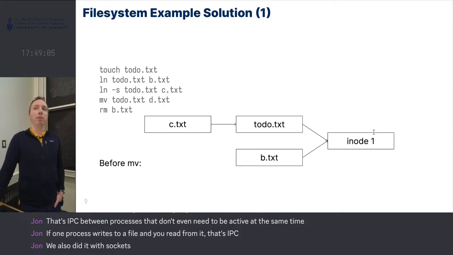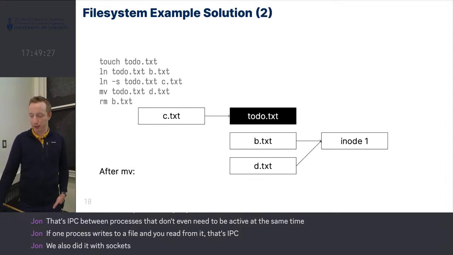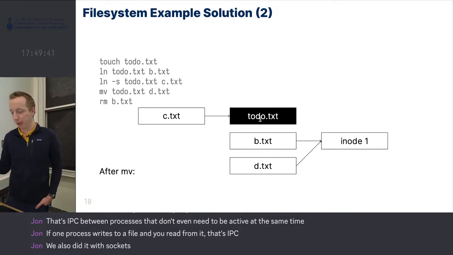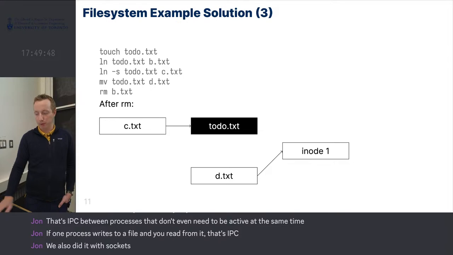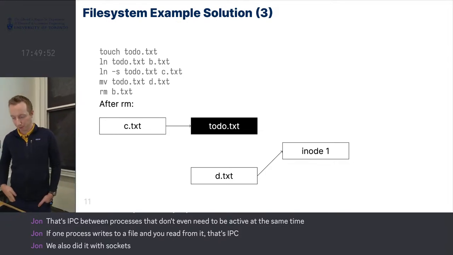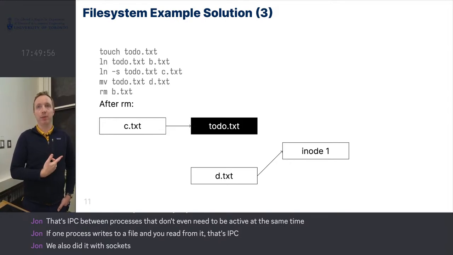Now, if I do a move, which is a weird name because it doesn't actually move anything, all it does is rename the file. Technically it should probably just be called rename, because move todo.txt to b.txt just changes the name of todo.txt to b.txt. So after the move, we don't have todo.txt, it's just called b.txt now, and c.txt, that soft link, now points to the name todo.txt, which I'll put in a filled-in box because it doesn't exist anymore. And now if I do rm b.txt, that doesn't actually remove anything, it just gets rid of the name b.txt. Now it points just to an inode. Any questions about how we arrived at this?